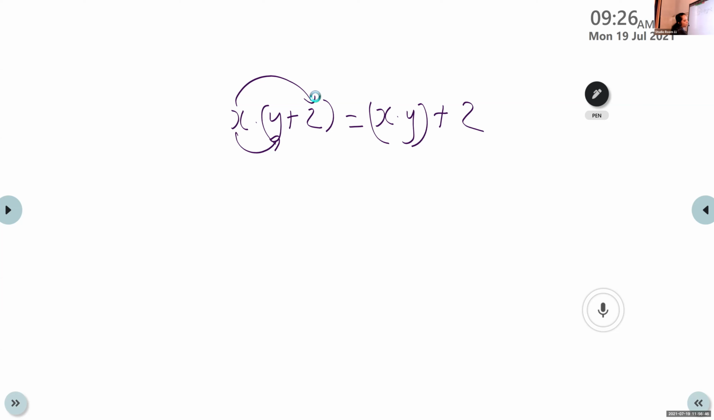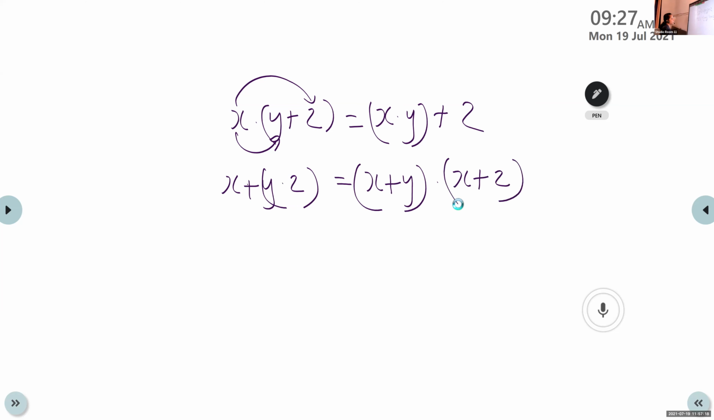Okay. Then what about the second one, John Joss? The second distributive law: x plus (y dot z) is equal to (x plus y) dot (x plus z).